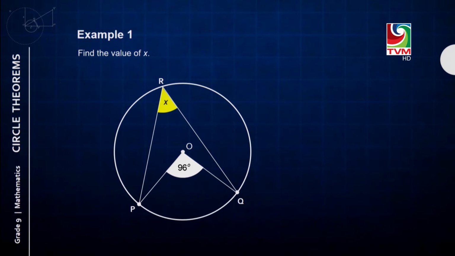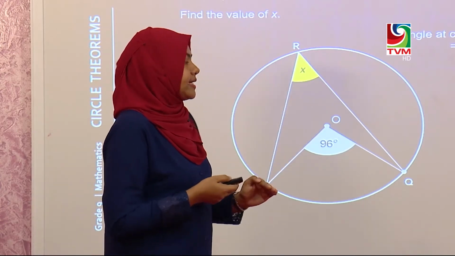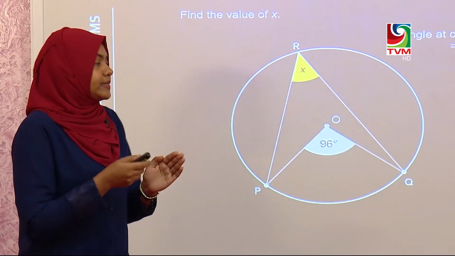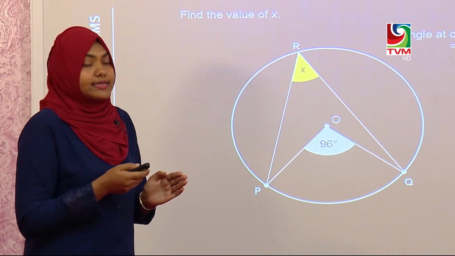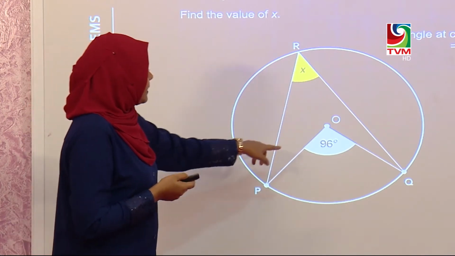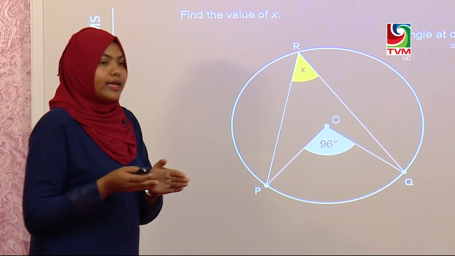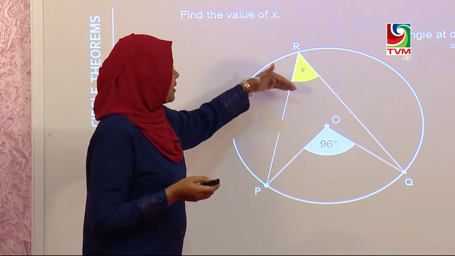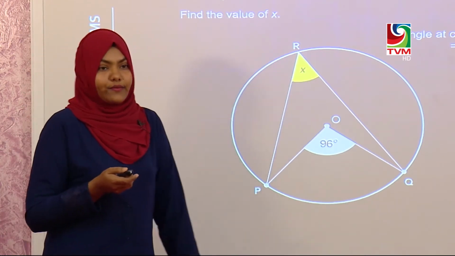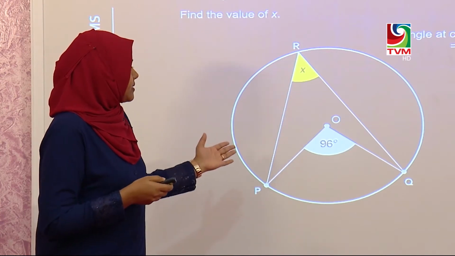POQ is 96 degrees. You are asked to find the value of x. According to the first theorem, it says angle at the center is equal to 2 multiplied by angle at the circumference. So here the 96 is the center angle. So you are asked to find the circumference angle. What will be the answer?